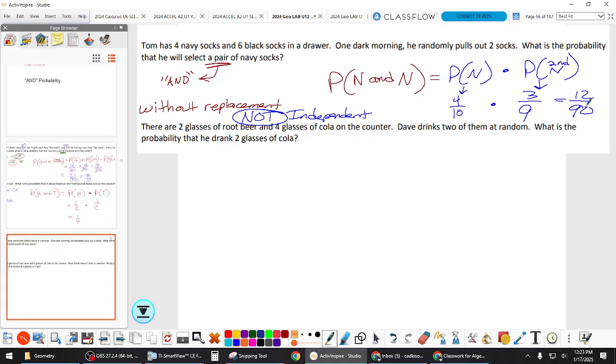Okay, so why don't you try putting this one together kind of like that. 2 glasses of root beer and 4 glasses of cola on the counter.